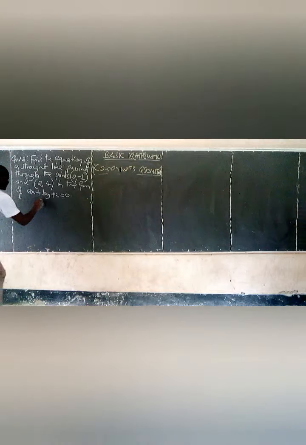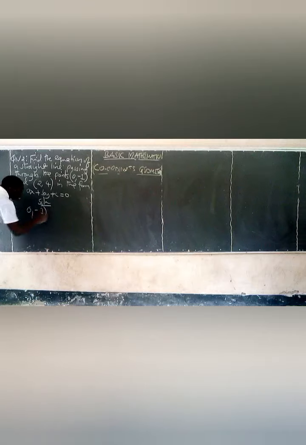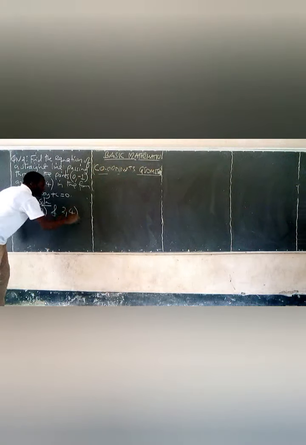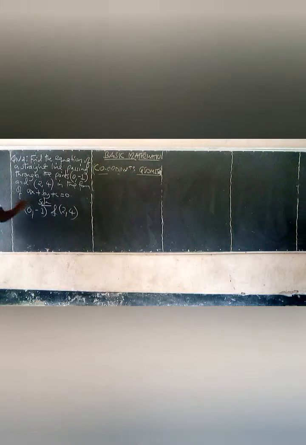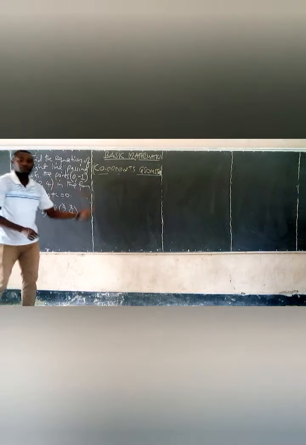First of all, we are supposed to write the word solution. After writing solution, just rewrite the points which have been given in the question. Our point is 0, negative 1, and another point here is 2, 4. Let these be x1, y1, x2, y2. Then first of all, once you see 2 points, and the question needs you to form the equation of the line.